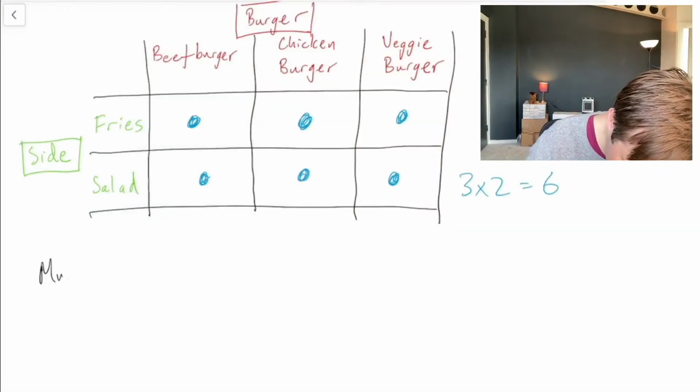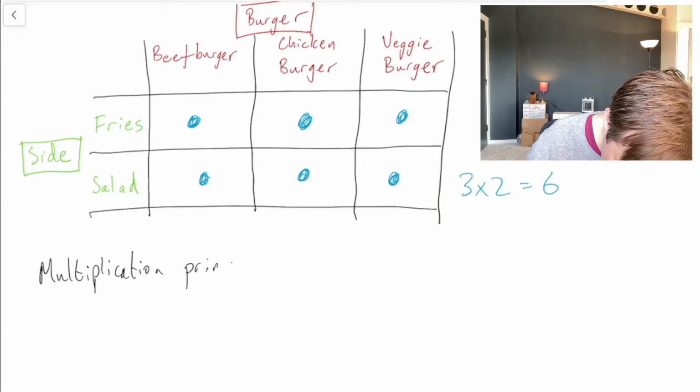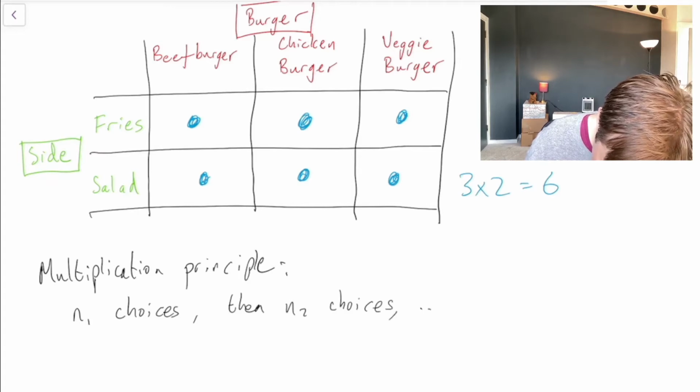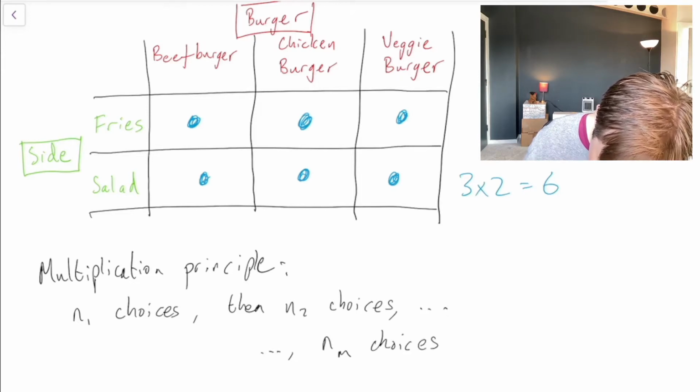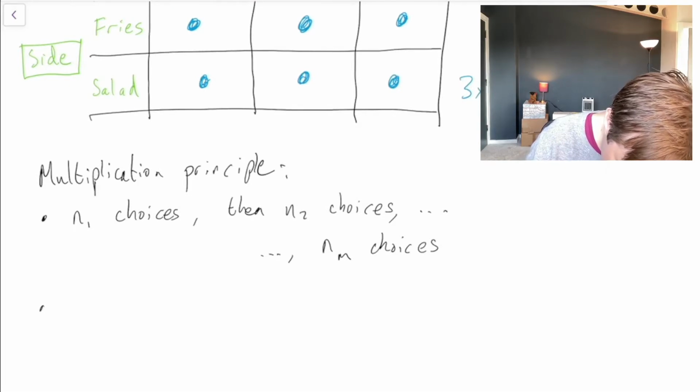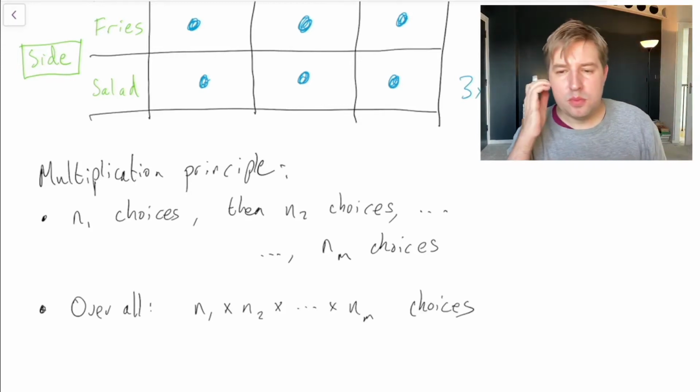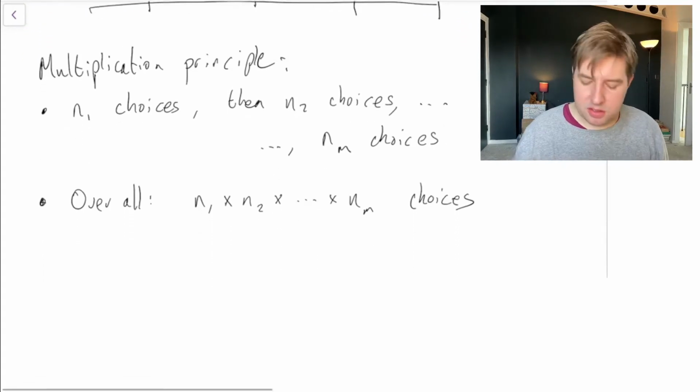So the multiplication principle is that if we have n1 choices, then n2 choices, etc., all the way to nm choices at the mth stage, then overall we have n1 times n2 times n3 times up to nm choices. And this will be useful for a number of things.